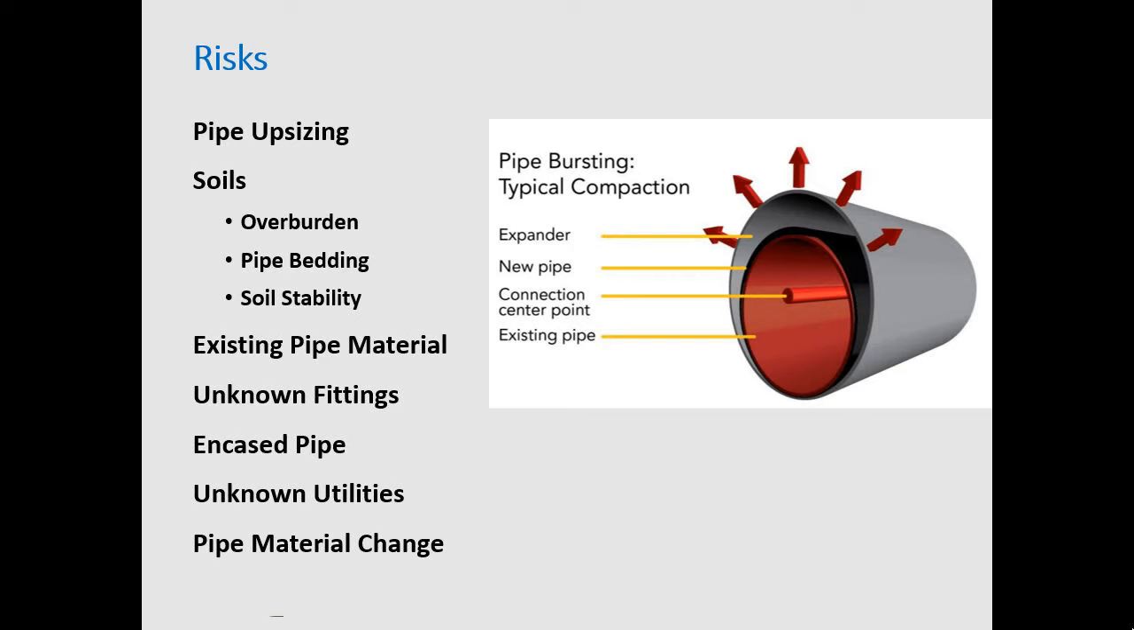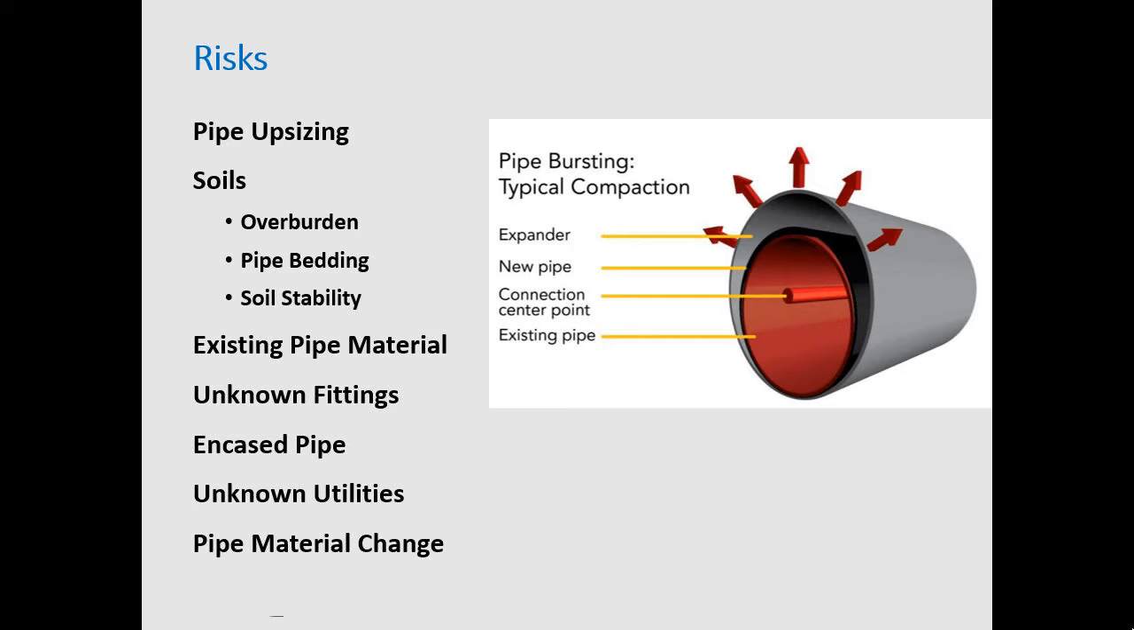I talked about encased pipe. If it's encased in concrete, boy, that's making it tough. Unknown utilities. Boy, if we knew where everything was, it would make everybody's job in the room a lot easier. And then the pipe material change or pipe size changes, those are always things you want to know too. So those are all risks.